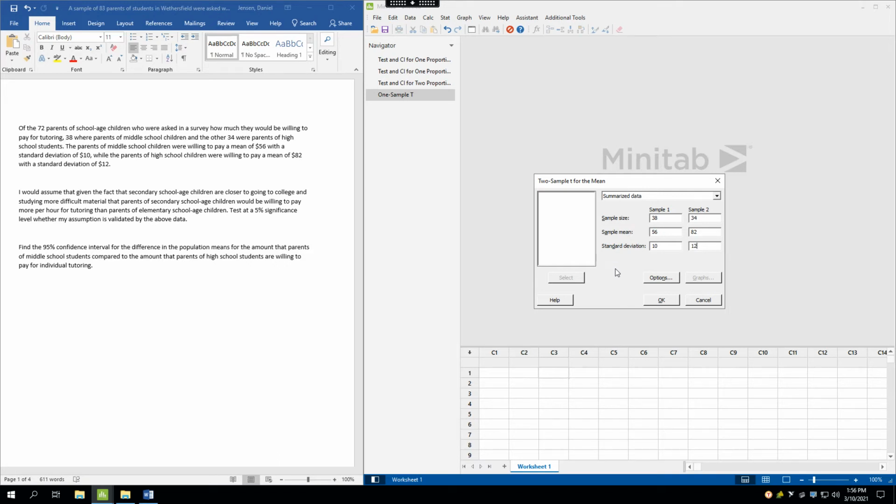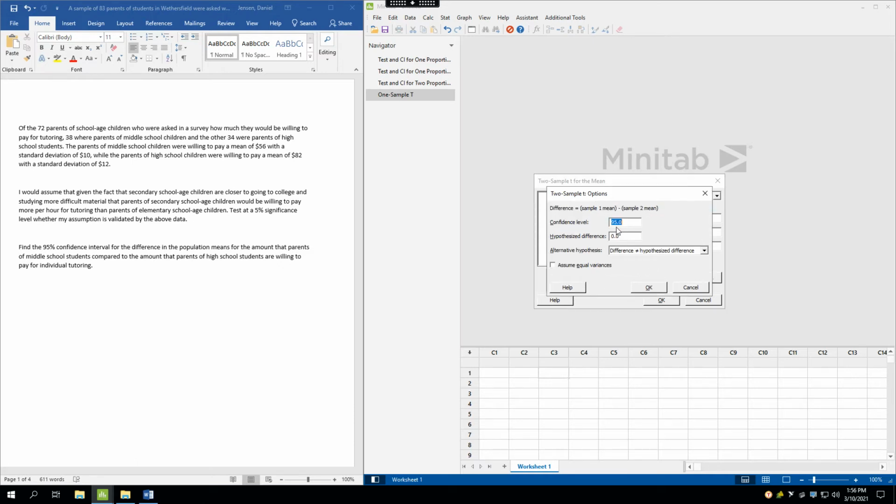In this case, Minitab is assuming we're going to do a hypothesis test. Before we click OK, we're going to go to Options. We're going to make sure that our confidence level is set correctly. The default is 95%. We are at 95%. Okay. I'm testing, if I read through this again, I'm assuming that there's a difference. I wonder if there is a difference.